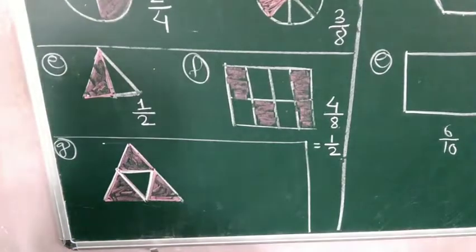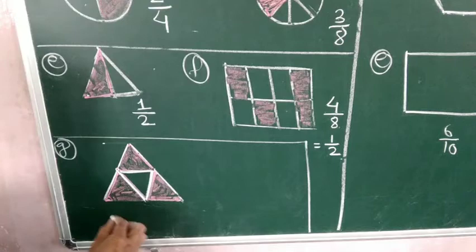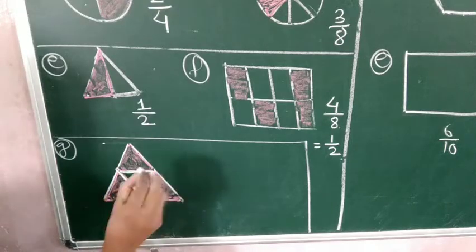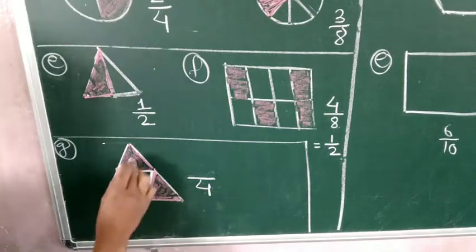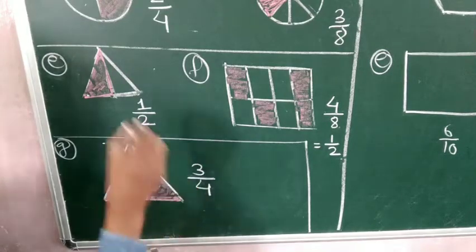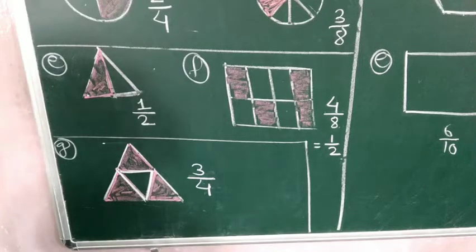Now number G. See, it is a triangular shape. And it is divided into how many parts? 1, 2, 3, 4 parts are there. Total 4 parts are there. And out of these 4 parts, 1, 2, 3 are colored. So you can write here 3 by 4. So what is 3 by 4? 3 by 4 is the fraction for the colored part.